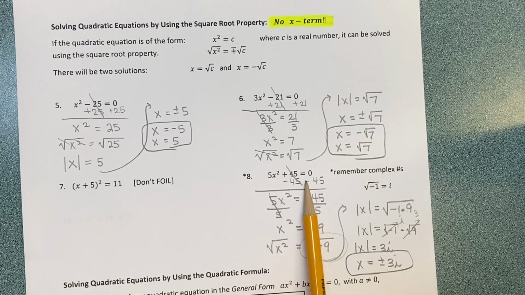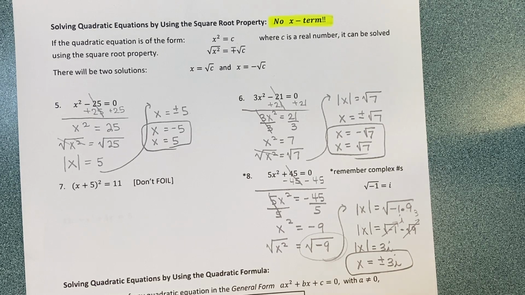Anyway, solving this equation right here with no linear term produces two imaginary solutions. They're not real solutions. Had the directions said find real solutions, then I wouldn't count this as part of my answer because those aren't real solutions, they're imaginary. All right, 7.